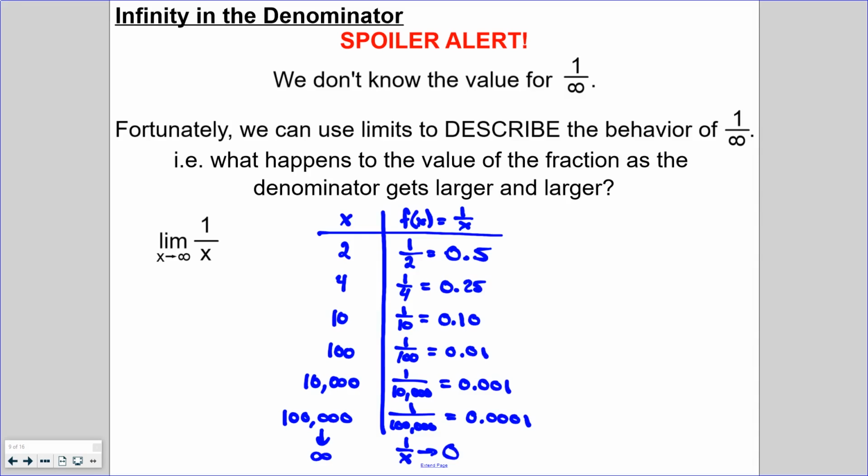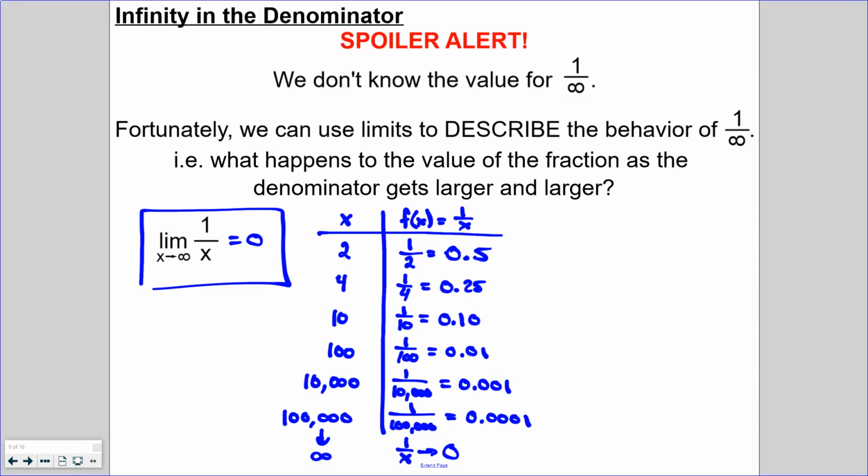While we may not be able to determine a value for 1 over infinity, we can say that the behavior of this particular function gets closer and closer to 0, or that the limit as x approaches infinity of 1 over x is 0. And ding, ding, ding, we did it! The limit as x approaches infinity of 1 over x is going to equal 0.